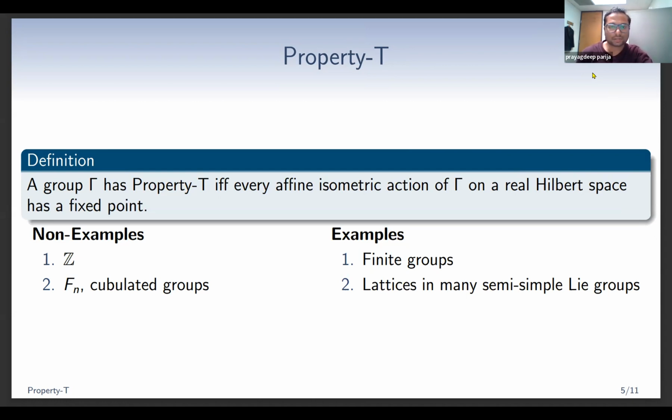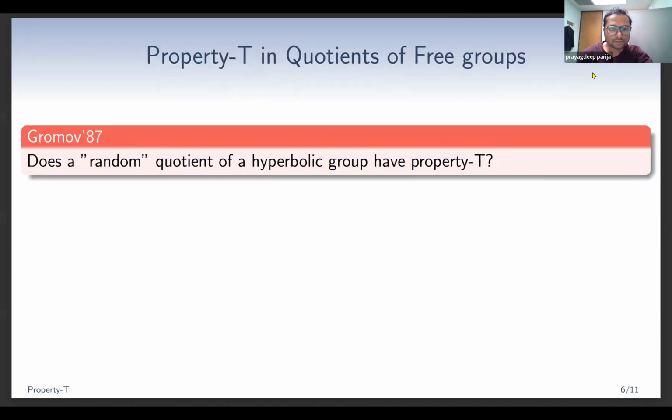So in this context, we have an old question of Gromov. Does a random quotient of a hyperbolic group have property T? So the thing that is not explained here, or not clear here, is what does random mean? This question has been studied and it has some answers.